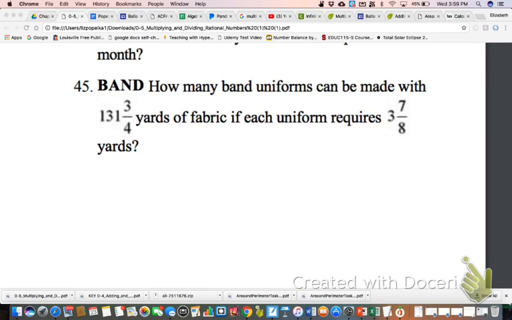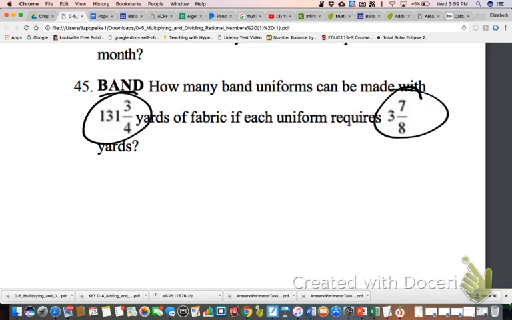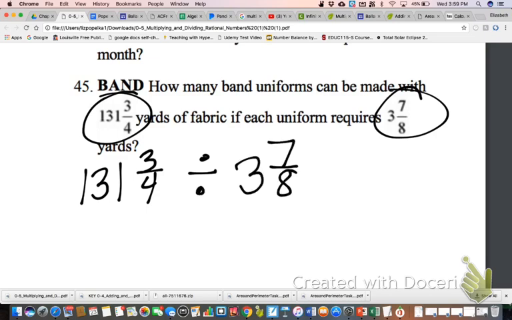Last but not least, number 45 is kind of a doozy. Okay, so we've got 131 3/4 yards of fabric. Each uniform requires 3 7/8. So it's asking how many band uniforms you can make. This is a division problem. So we've got to do 131 3/4, and then we're going to divide it by 3 7/8. I've got to turn them into improper fractions first.